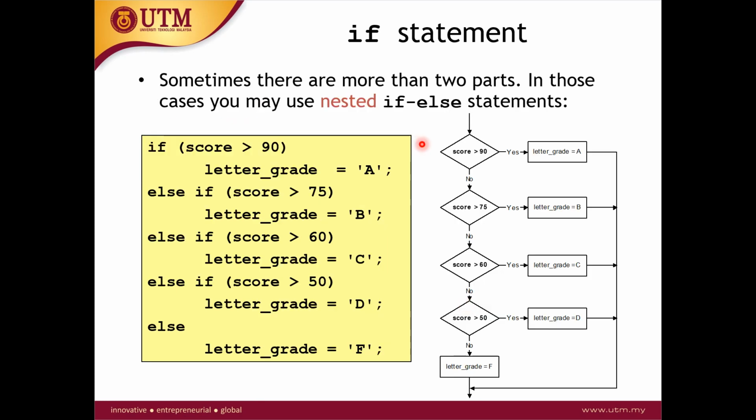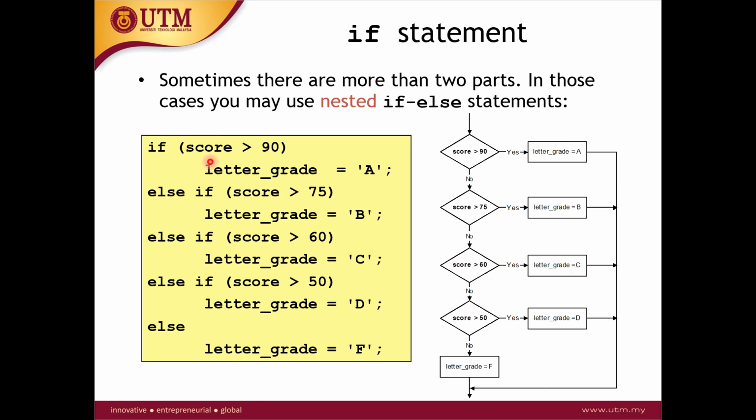Sometimes we may have more than one if and else statement. So what are you going to do? For example, if the score is greater than 90, then the grade is A. Now we have some other possible options, such as, if the score is greater than 75, the grade is B. If the score is greater than 60, the grade is C, and so on.